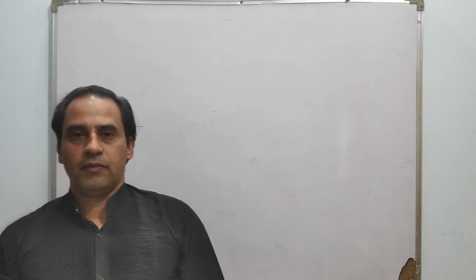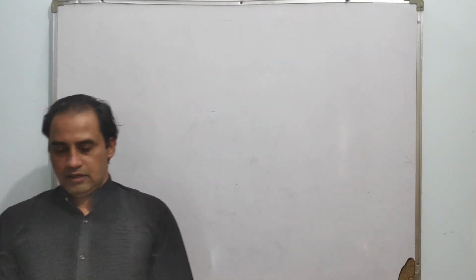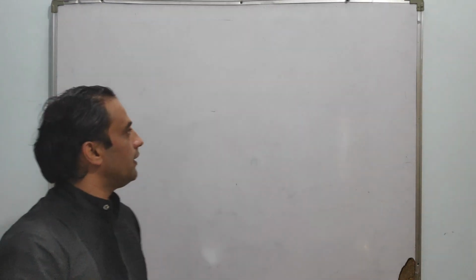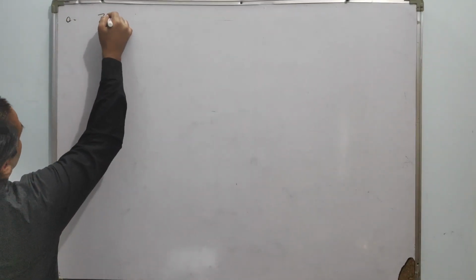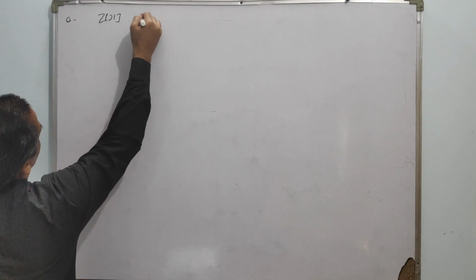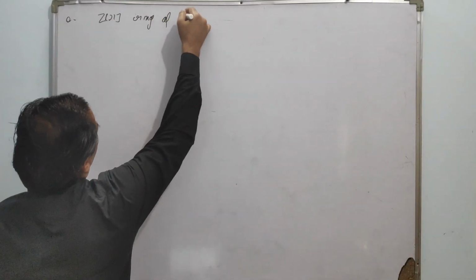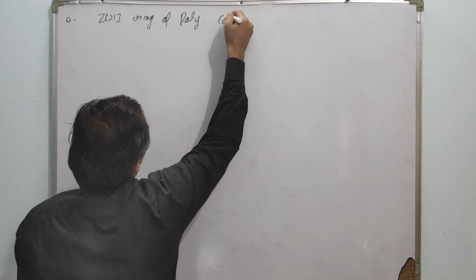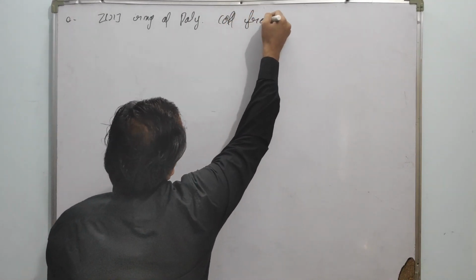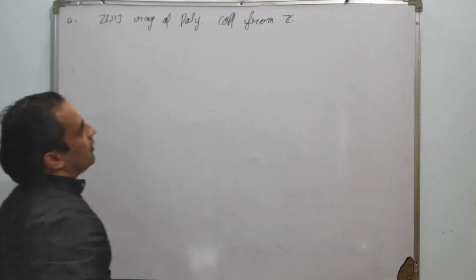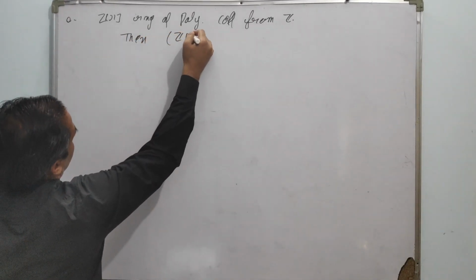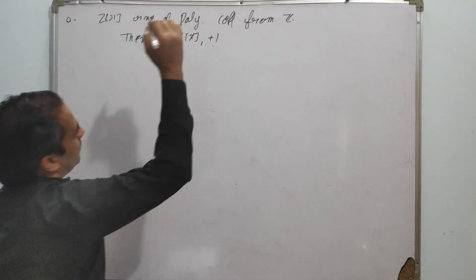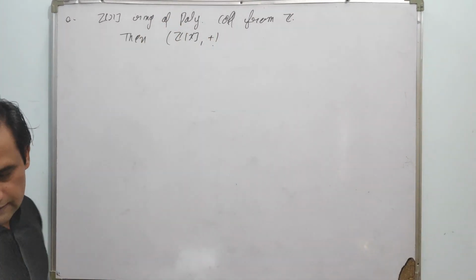So this question is from ring theory, basically polynomial rings, and the question is from NET-JRF June 2019, question number 85. So let's start with the question. We have Z[x], the ring of polynomials with coefficients from Z. Then we have to identify the additive group of this ring of polynomials, that is Z[x] under addition.